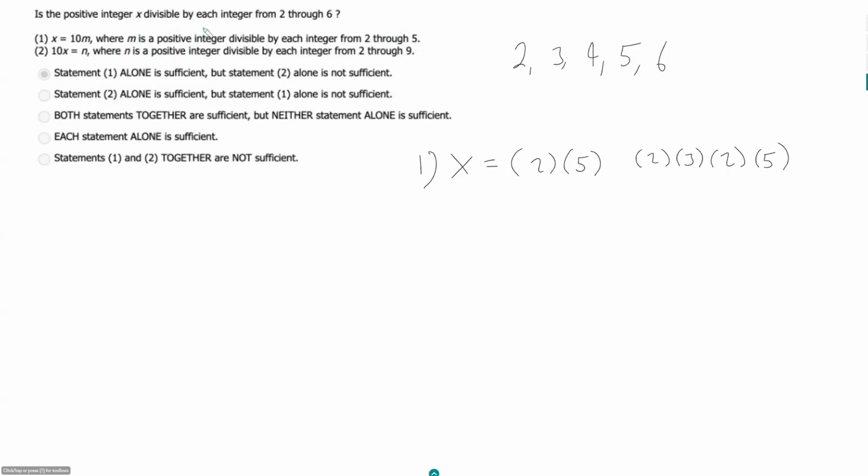So is x divisible by all of these numbers? Is x divisible by 2? Yes, we have plenty of 2's. Is x divisible by 3? Yes, we have a 3 here. Is x divisible by 4? Yep, we just need 2 2's to be divisible by 4. Is x divisible by 5? Yes, we got 2 5's. And is x divisible by 6? For 6, we just need 1 2 and 1 3, and we already determined we have both of those. So this statement here should be sufficient.